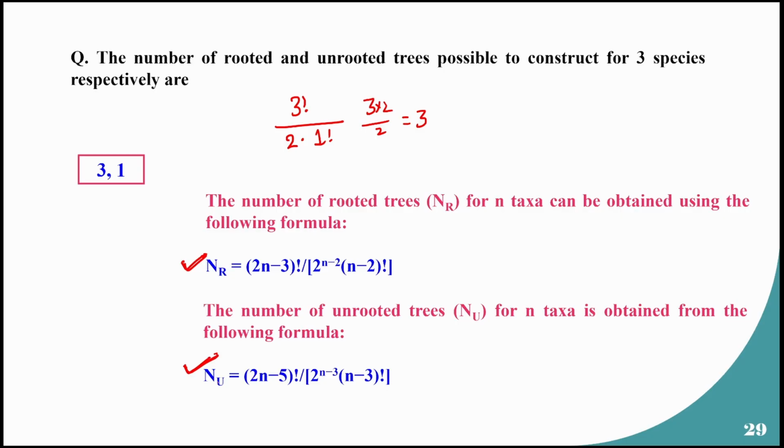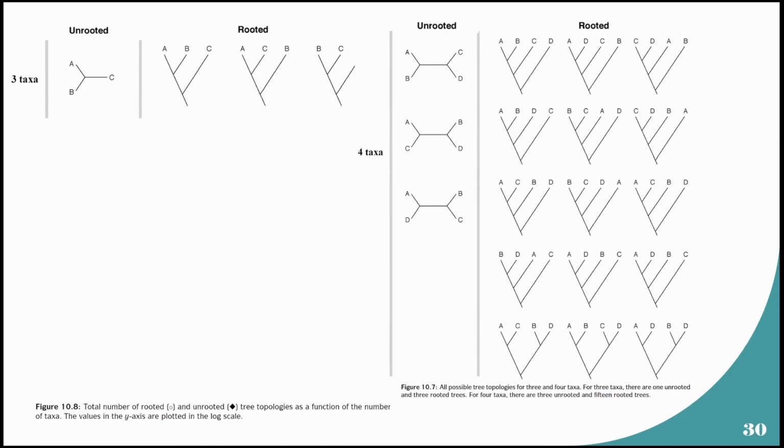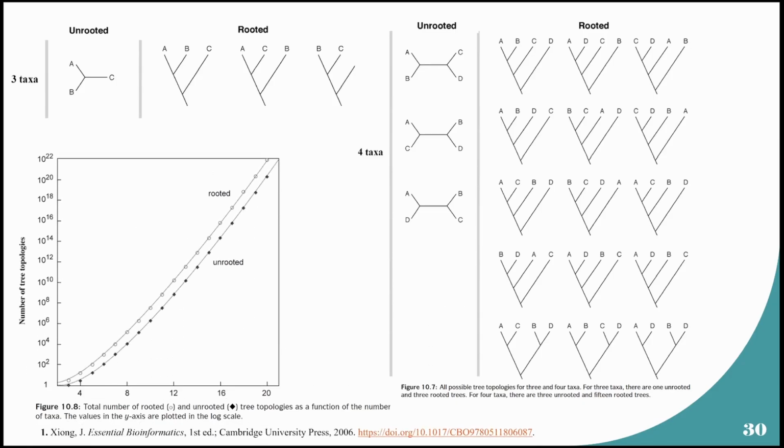You have to calculate it in this way. Now, the example that is given here: for three species, how many rooted and unrooted trees are possible? We can clearly see it visualized in this particular slide. Three taxa on the left-hand side. If you see the unrooted tree, there is only one possible topology here.